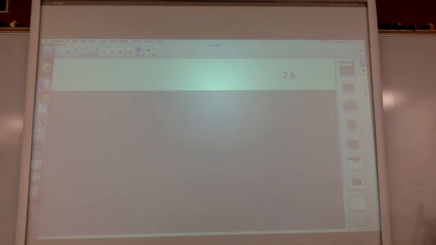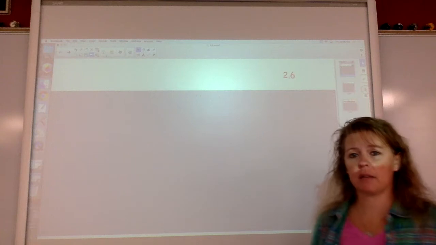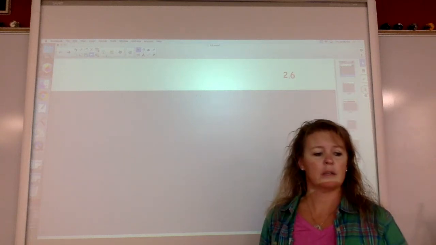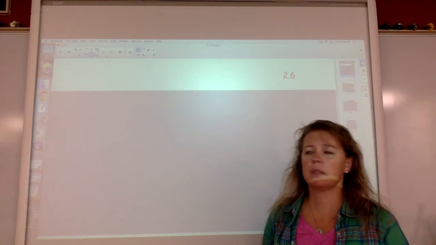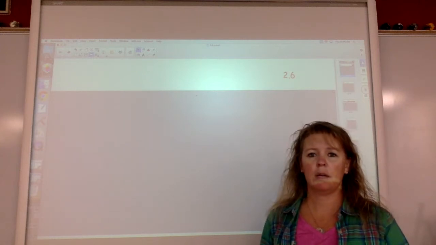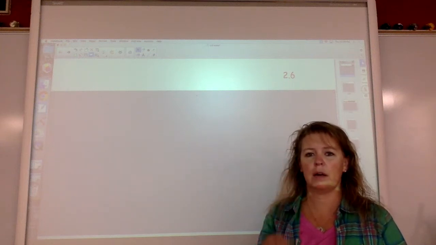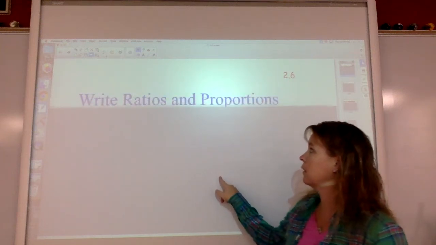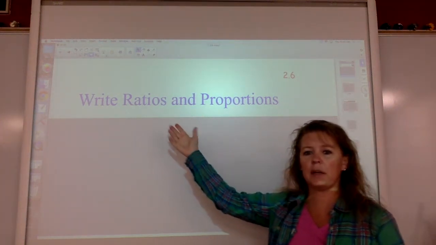Hey, we're doing notes for section 2.6. If you're lucky, you have a handout for this because there's kind of a lot of writing with some word problems and setting up some proportions. So if you have that handout, get it out. And it's not complete, it has the problems written down, but you're going to have to do the work with it. So writing ratios and proportions is the topic.